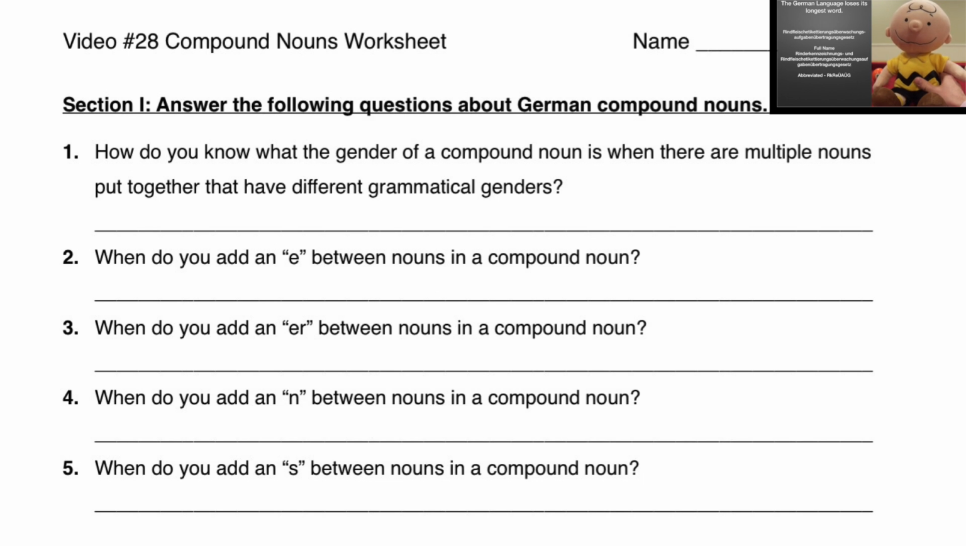First thing is, there are a few rules about how to put together these nouns. You can't just willy-nilly throw words together and then hope that they're okay. There are some grammatical rules that we need to know about how to make compound nouns in German.